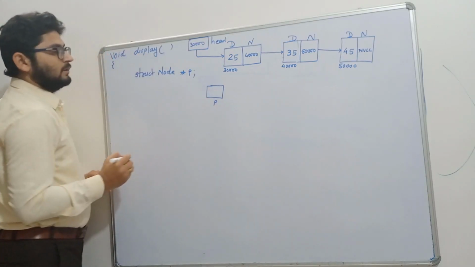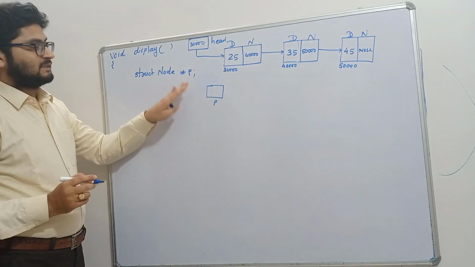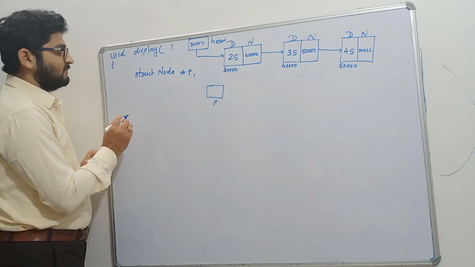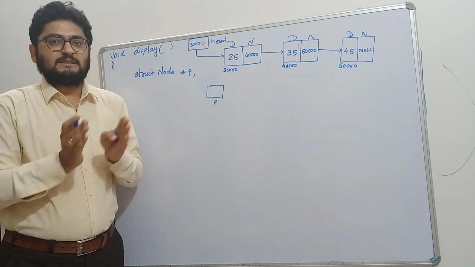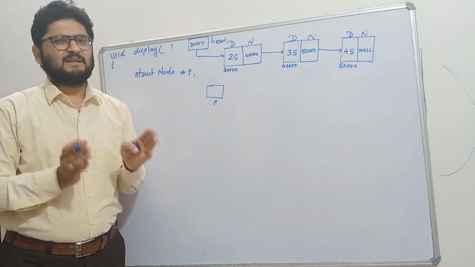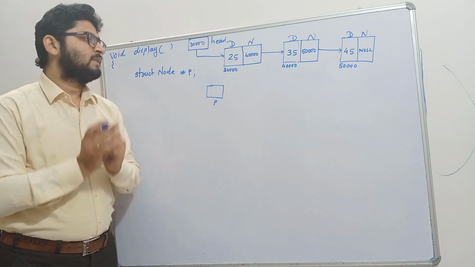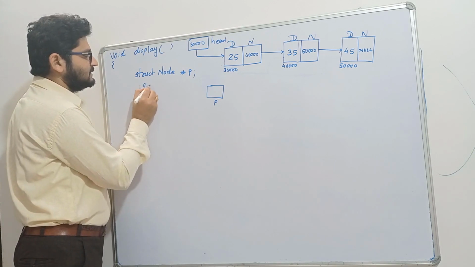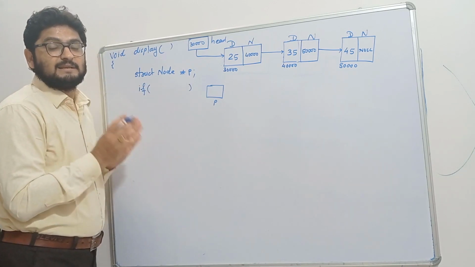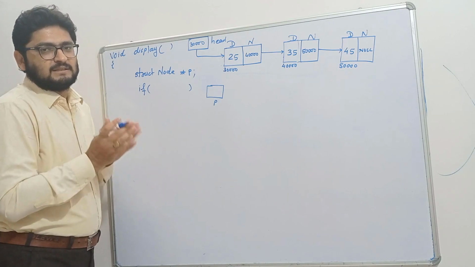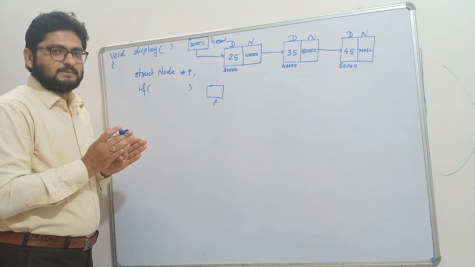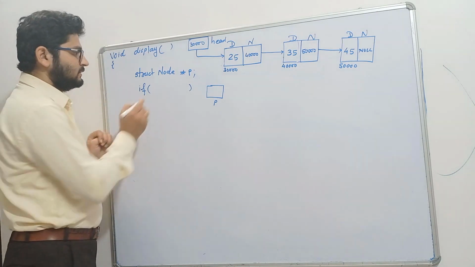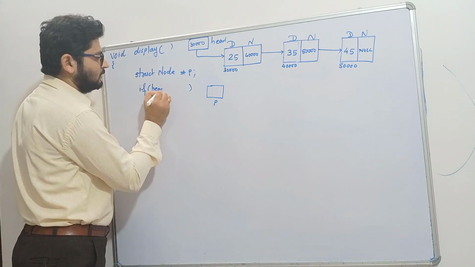Now P is not pointing to anything, that's why I'm not giving any value over here. Now we will first check whether the linked list is empty or not. If the linked list is empty, then there is no need to print any values, right? And how do we check whether the linked list is empty or not? We check whether the head is null or not. If the head is null, that means the linked list is empty. If the head is not null, then the linked list is not empty. So head equal to null.